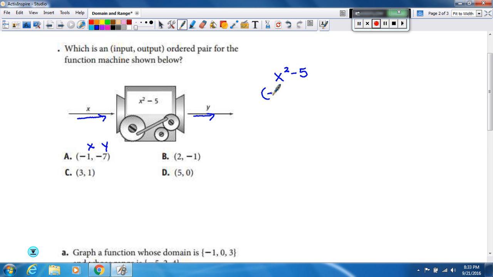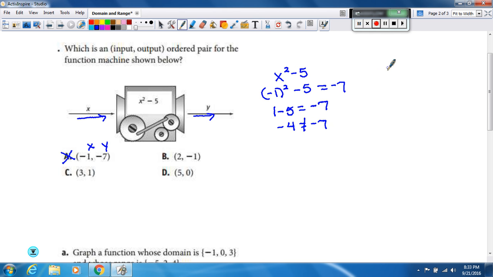So when you substitute something in, it should go in parentheses. And we're going to see if that equals -7. There's your X input and there's your Y output. So -1 times -1 is 1. And 1 and a -5 is a -4. That does not equal -7. So the answer is not A.